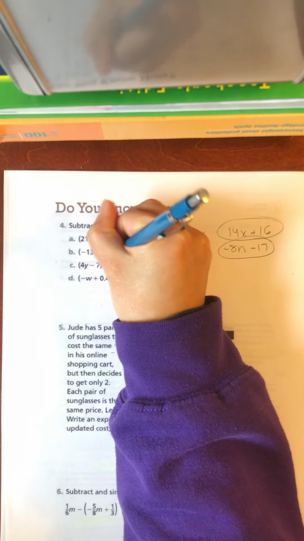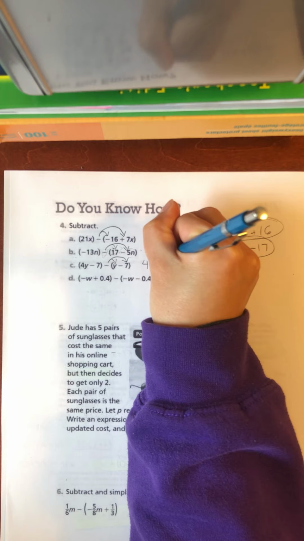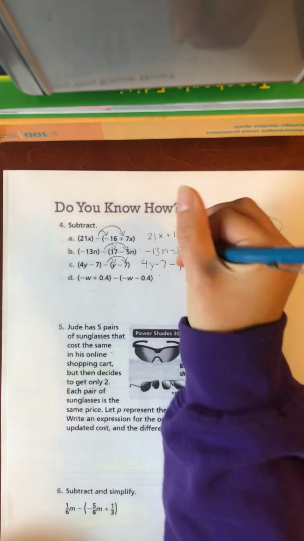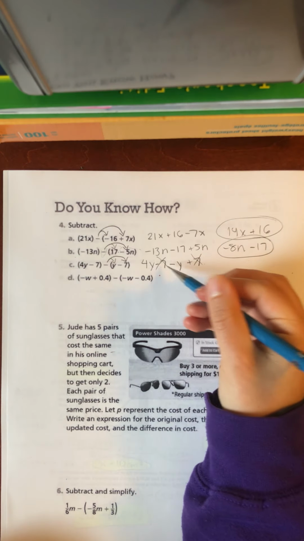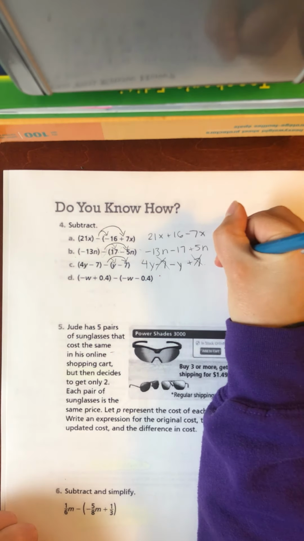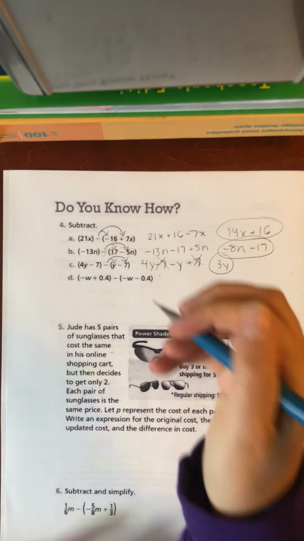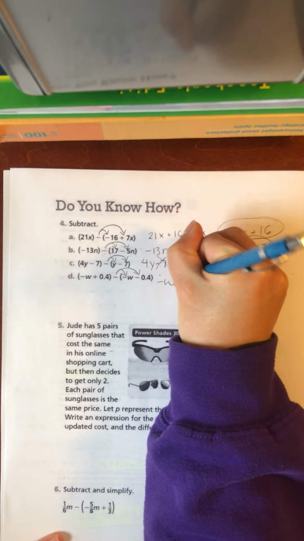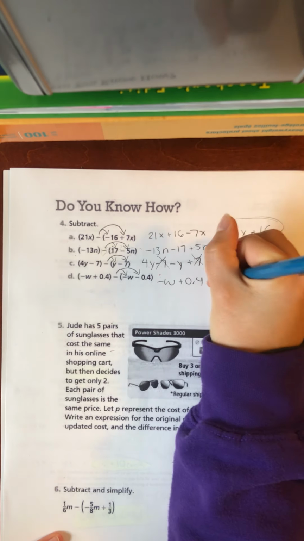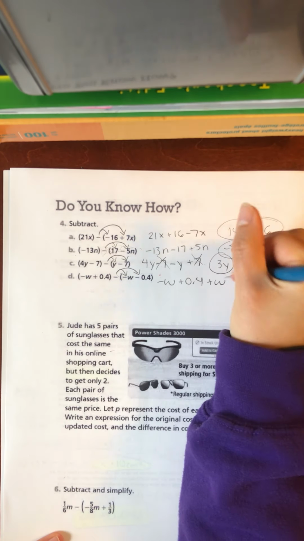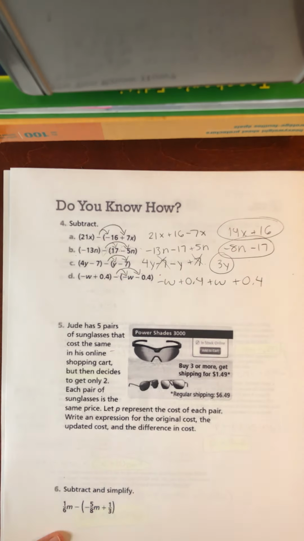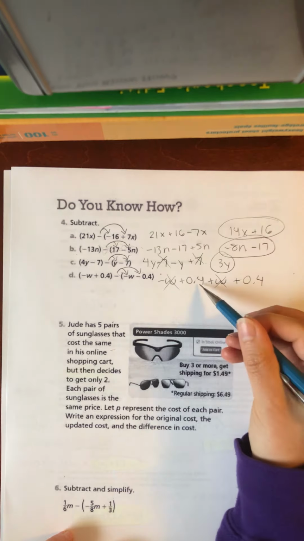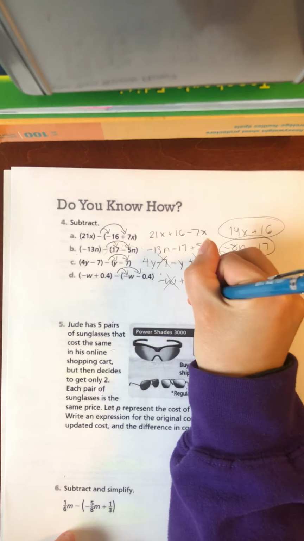Next, distribute the negative. So 4y minus 7 minus y plus 7. Negative 7 and plus 7 are going to cancel out, and then 4y and minus y make 3y. See, once you get the hang of these, they're kind of fun. Distribute the negative, so we have negative w plus 0.4 plus w plus 0.4. Negative w plus w, that cancels out, and 0.4 plus 0.4 is 0.8.